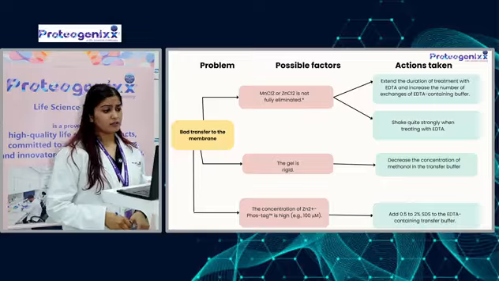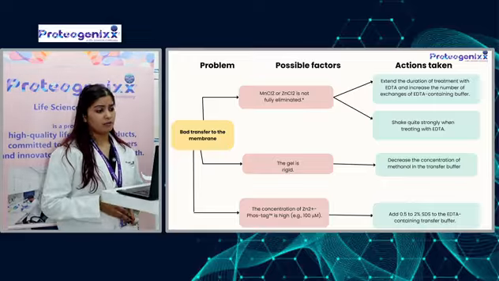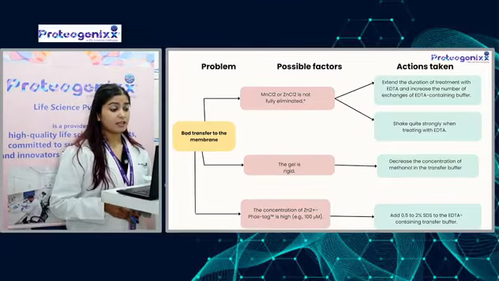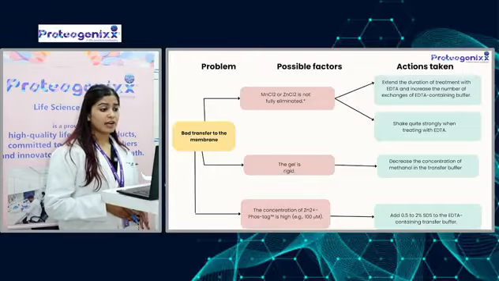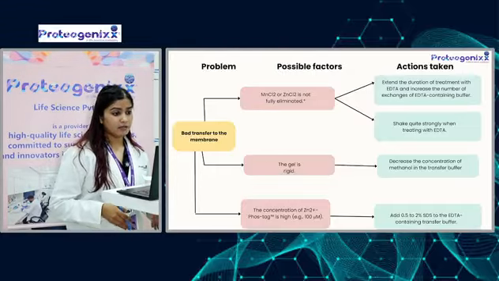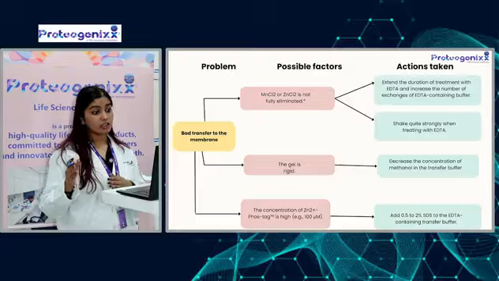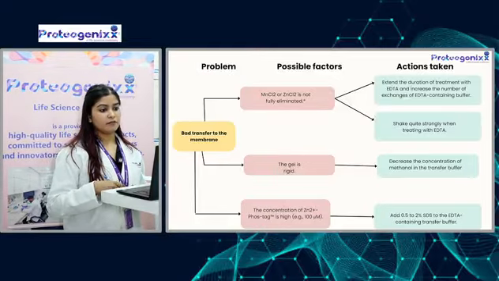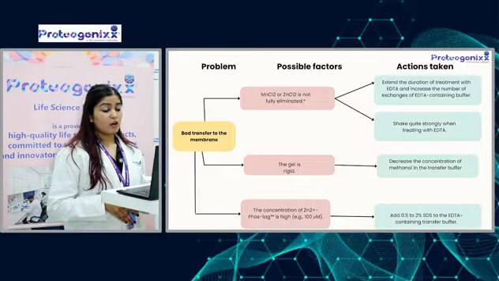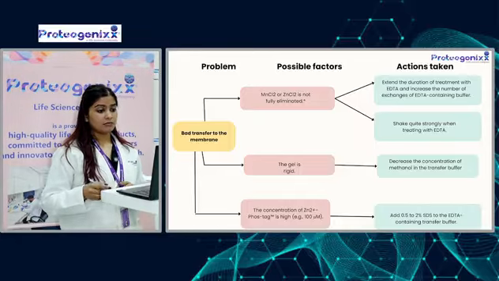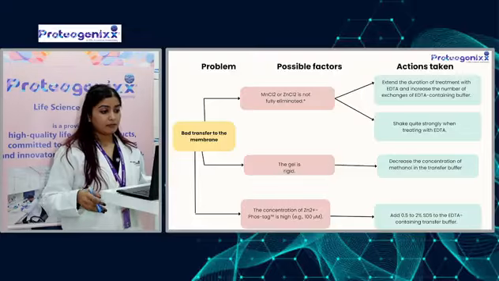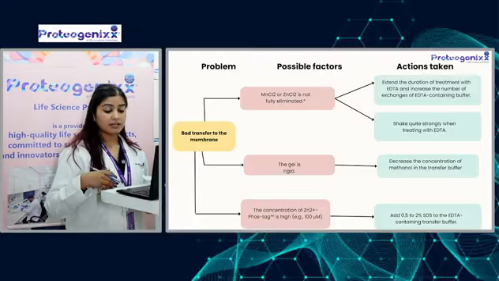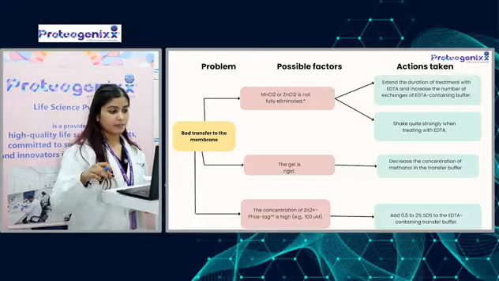So bad transfer to the membrane is also a problem. It happens when your manganese chloride or zinc chloride is not fully eliminated. For that, you can increase the duration of treatment with EDTA, which increases the number of exchanges of EDTA-containing buffer. And you can also shake the samples so that it can remove the ions.